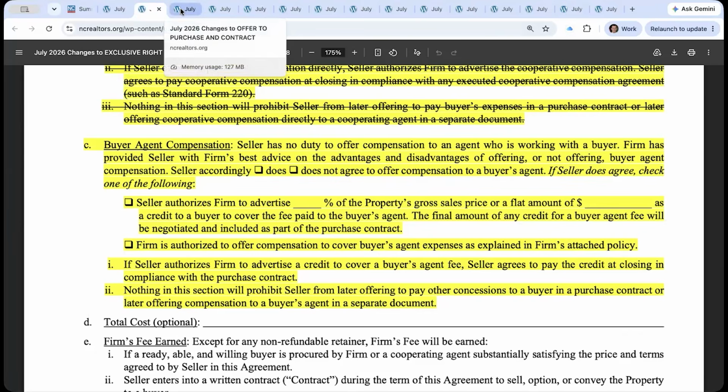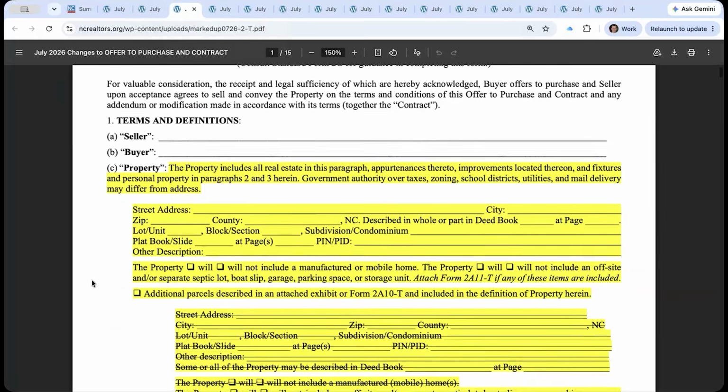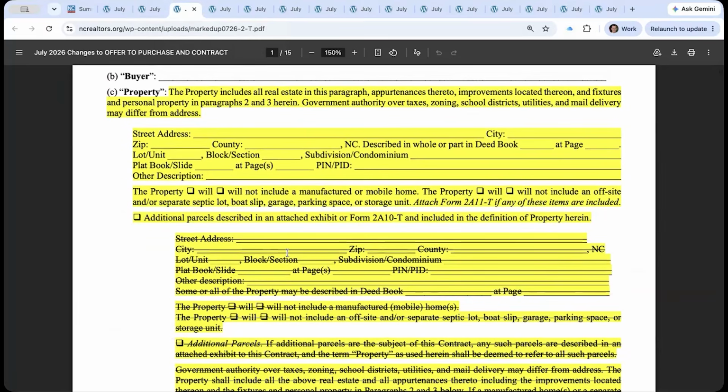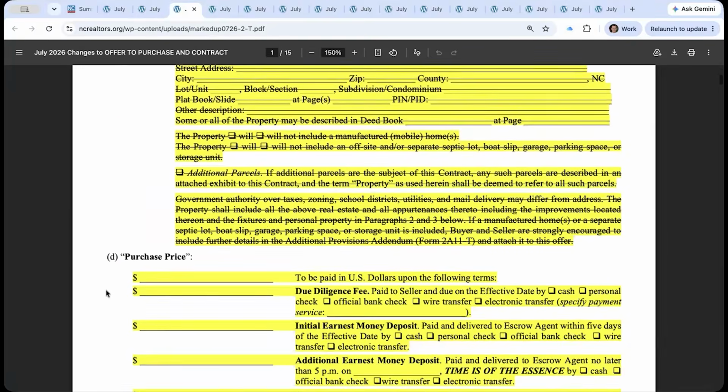All right, we're going to come back to the listing agreement in just a minute, but I want to move on to the offer to purchase contract and the changes that are in there. So here you can see the first thing is that now, for additional parcels, we're going to cover this in just a second, there's a new Form 2A10-T that you can attach to the contract and do additional parcels if you wish.